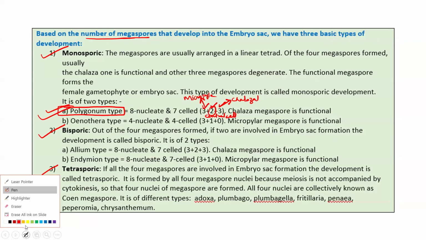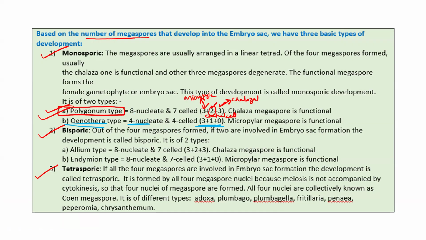Another separate concept, just understand it. The Oenothera type, what will it do? It will not make 8 nuclei, only 4 nuclei. It will not go through the third generation of mitosis, only 2 generations. So it will have 3 plus 1 plus 0. That means the micropyle and egg apparatus will be there, only 1 nucleus in the central cell, no 2 polar nuclei, only 1, and no antipodals.